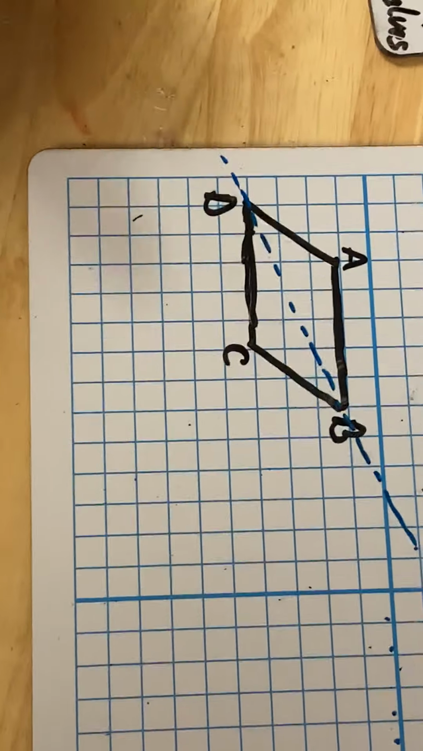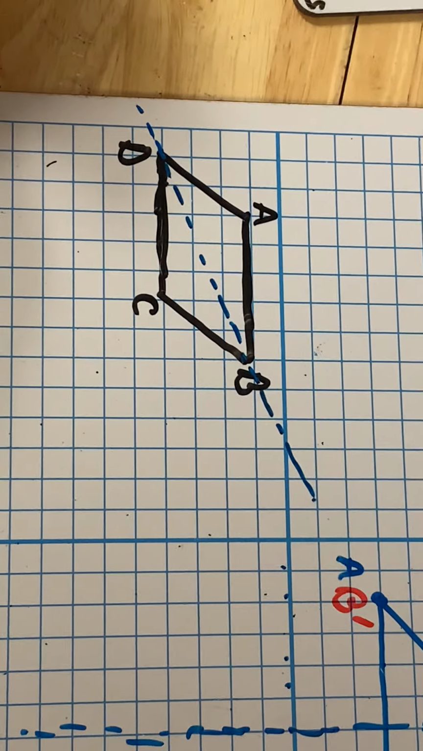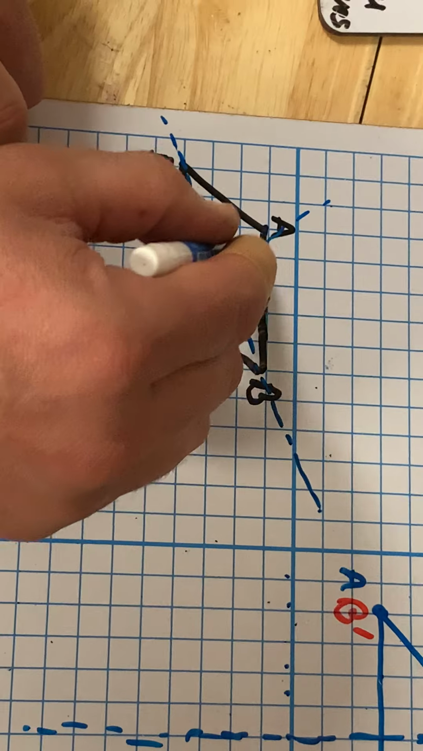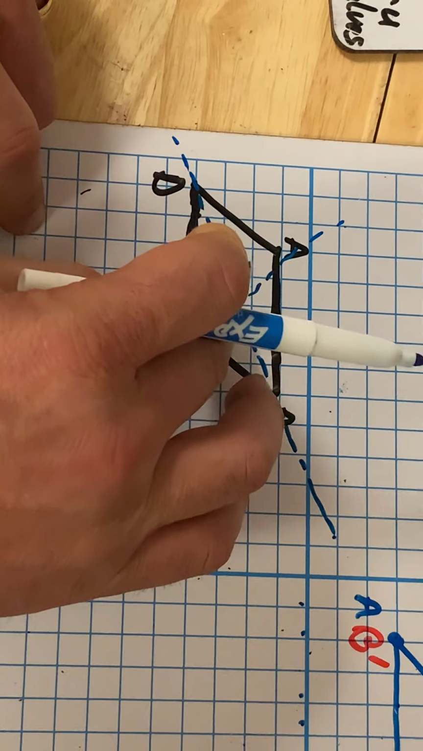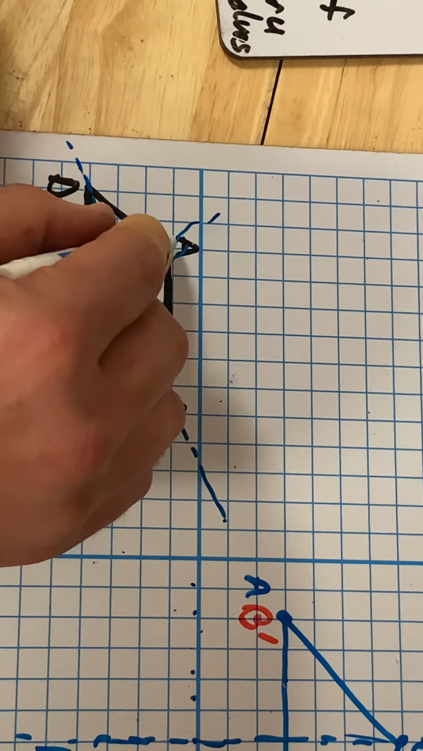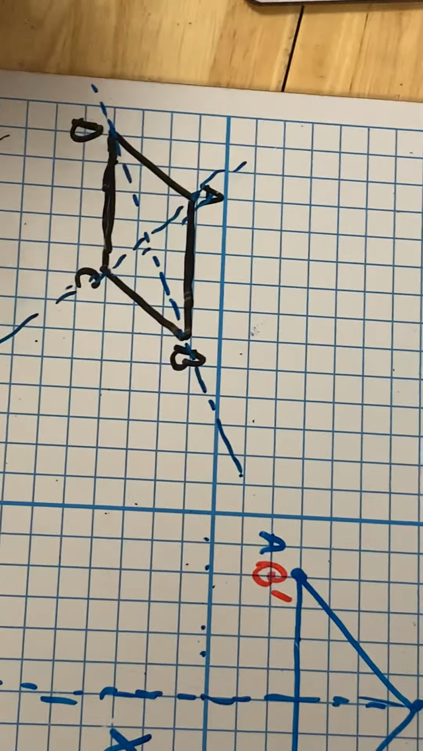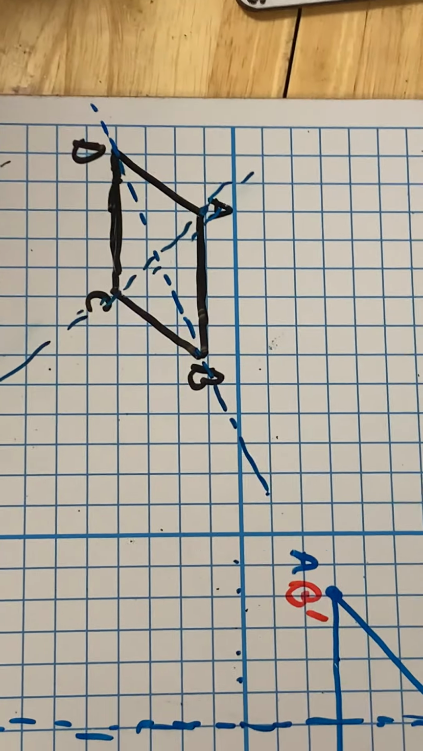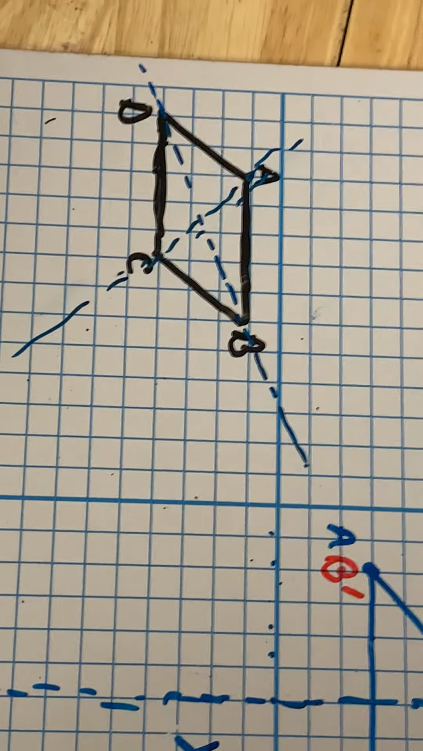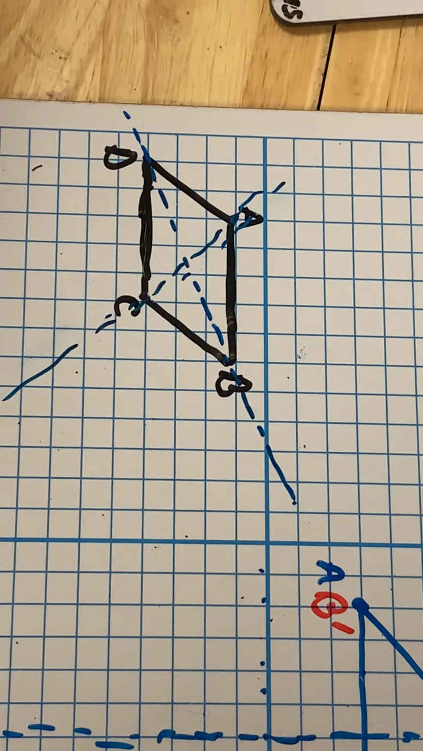Same thing if I come through here like this. Oh, I missed that a little bit. So if you reflect it across either of those lines, it will map back onto itself. So that has 2 lines of reflection.